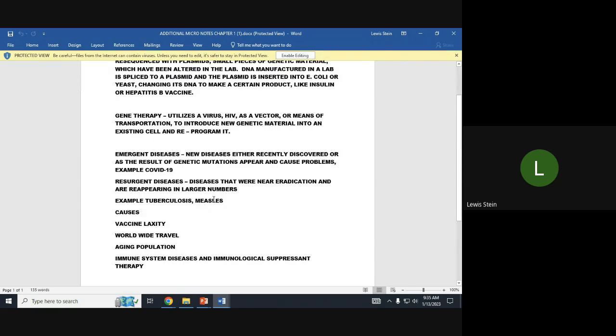We have two major categories of diseases, emergent and resurgent. What's meant by that? Emergent diseases, okay, are new diseases, either, as I've described it here, recently discovered or the result of genetic mutations that appear and cause problems. COVID is clearly a disease that's emergent. Now, again, you can get into all sorts of chapter and verse of whether it was emergent by design or by accident, not a discussion for this class, because there's too much politicizing of the disease, in my opinion.